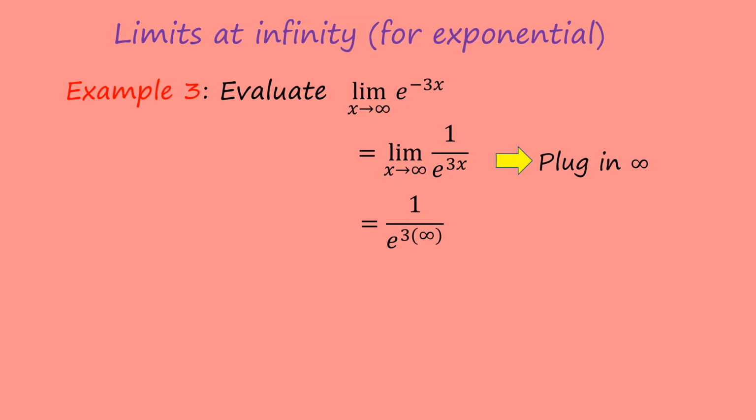3 multiplied by infinity will definitely give me infinity, so I have 1 over e to the power of infinity. Then e to the power of infinity will also give me infinity, so I have 1 over infinity. In this case, 1 over infinity, which also means any number over infinity, definitely I'm going to get 0.